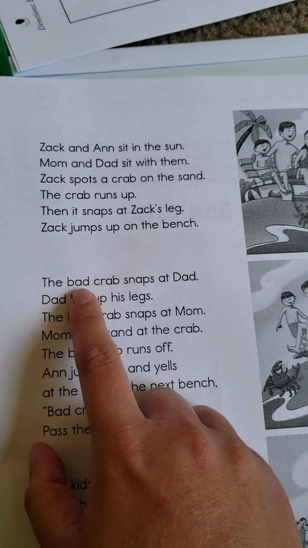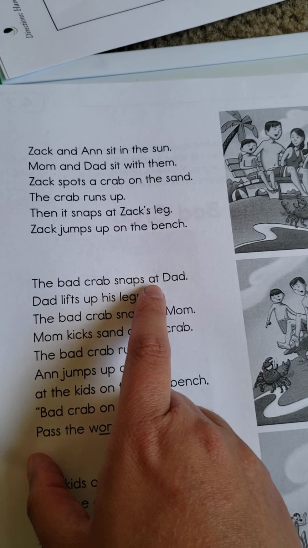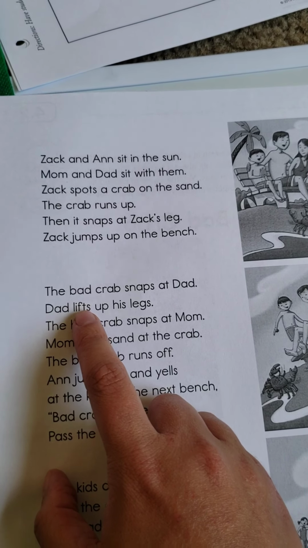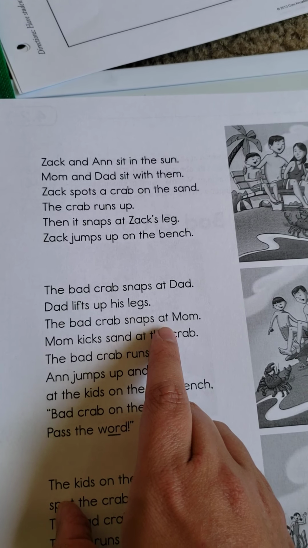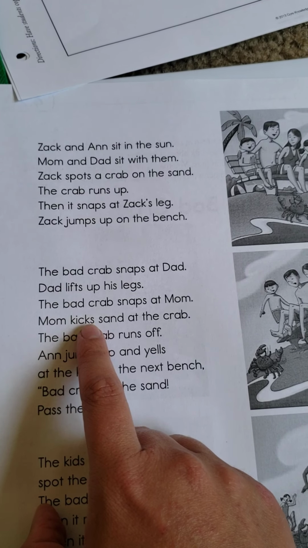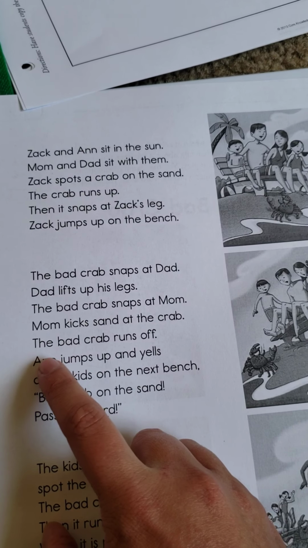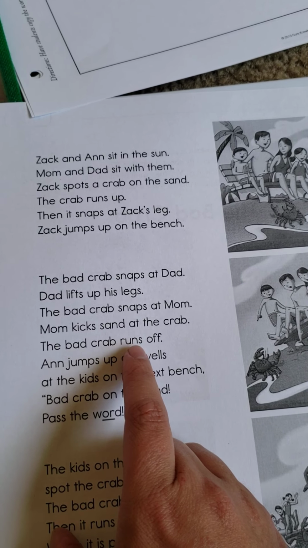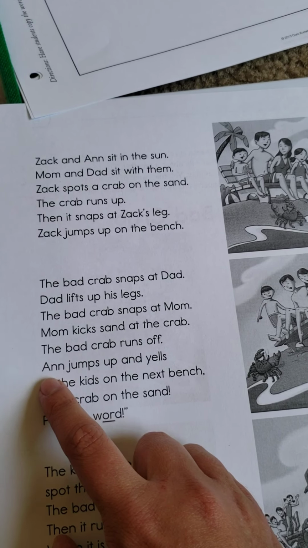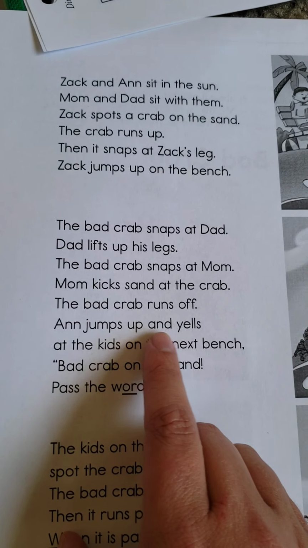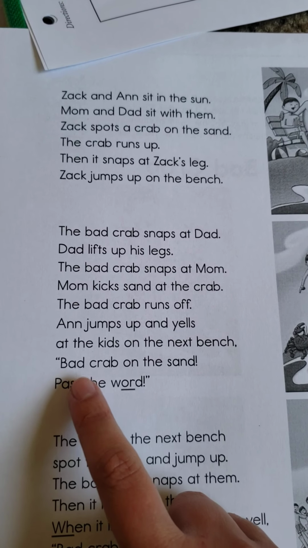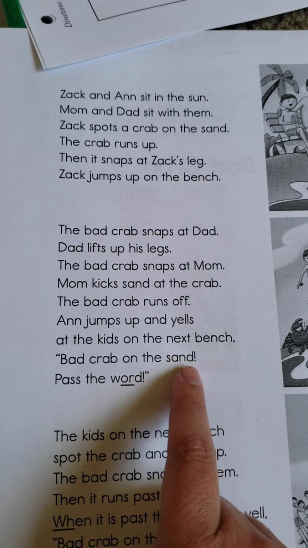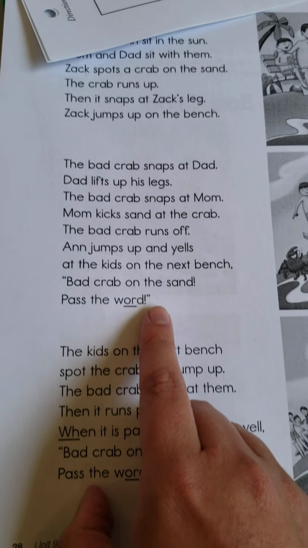The bad crab snaps at Dad. Dad lifts up his legs. The bad crab snaps at Mom. Mom kicks sand at the crab. The bad crab runs off. Anne jumps up and yells at the kids on the next bench. Bad crab on the sand. Pass the word. There they are.